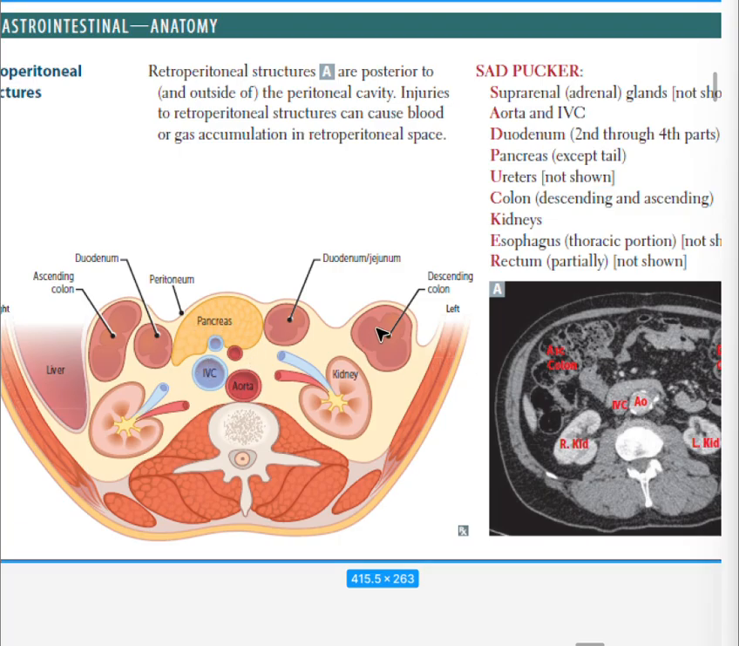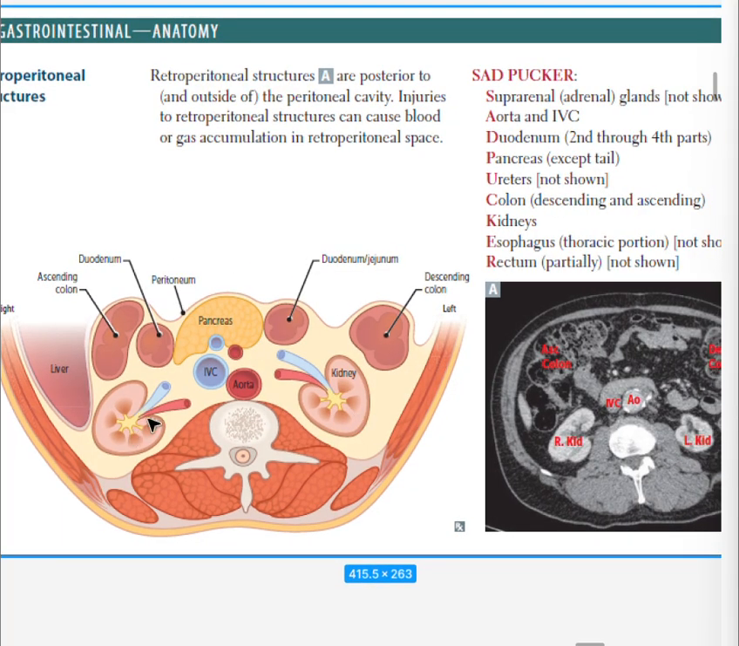Then we have the two ureters, since we have the kidneys here. And the colon also lies retroperitoneal. This is part of the descending colon, ascending and descending both. So this is the ascending colon, this is the descending colon. And we have the kidneys. Again, since you have the ureters, you also have the kidneys, and we have the rectum. The rectum is also present retroperitoneally. But remember that the rectum is only partially retroperitoneal, not the entire part. The pancreatic tail is the exception, it's intraperitoneal.